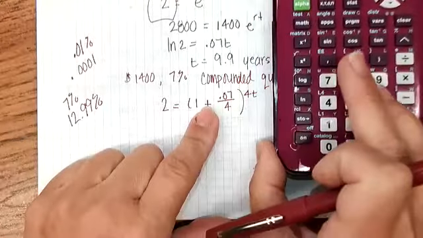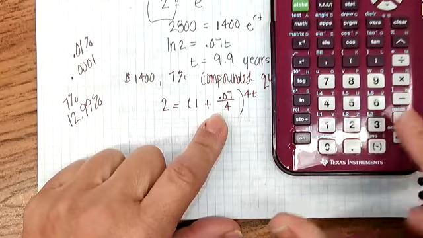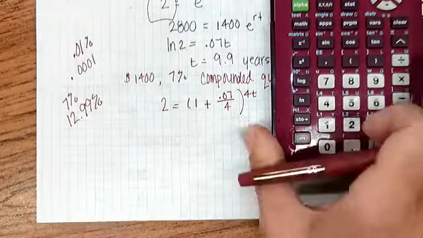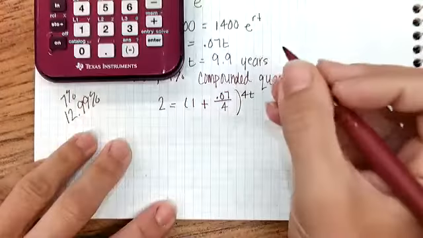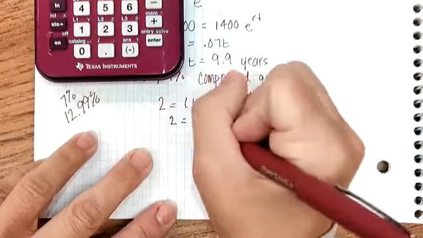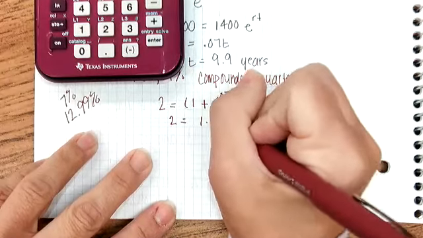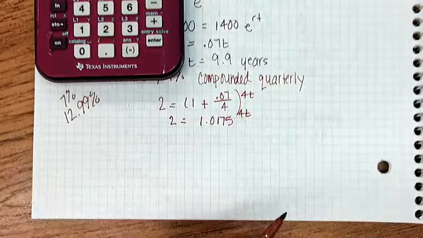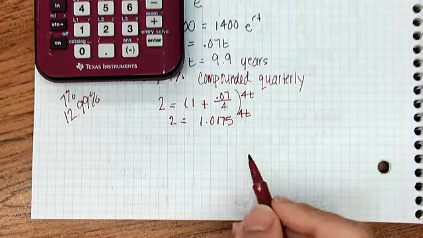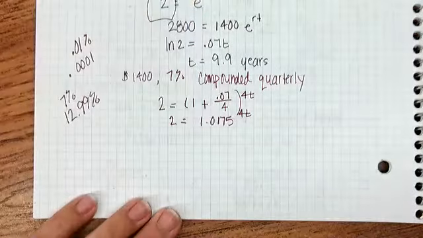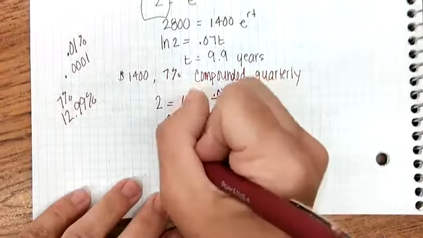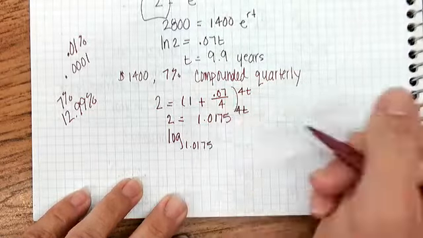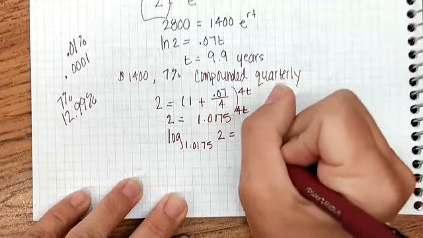Okay, you need to use the store key in your calculator. So I'm going to have 1 plus 0.07 divided by 4. Actually, we don't really need to store it. It's a nice number. This is 2 equals 1.0175 to the 4t. Many times that's not such a nice number. I'm going to use logs. I can't use natural logs because the base is not e. So this is the log base 1.0175 of 2 equals 4t.